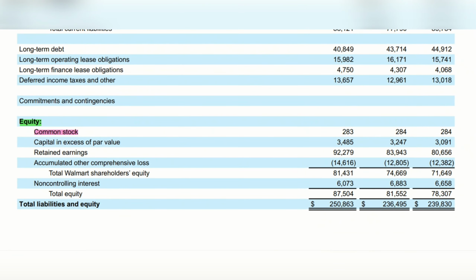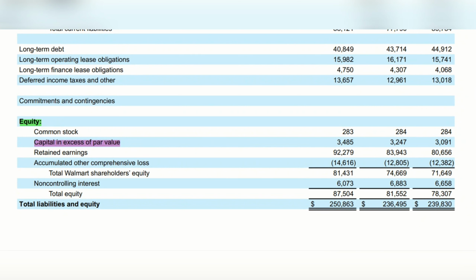Now the equity section, or capital you might hear it referred to. We already know that Walmart have 2.83 billion shares outstanding. It showed us that on the income statement, and they have a value here on the balance sheet of 283 million. That means that when these shares were issued or created, they had a value of 10 cents per share. That's called their par value.